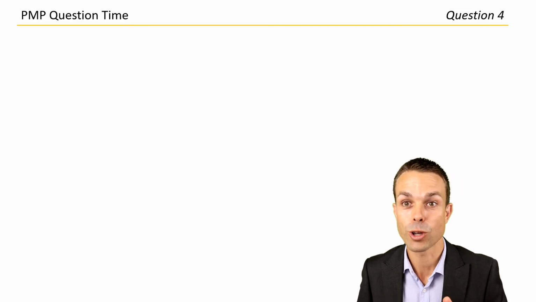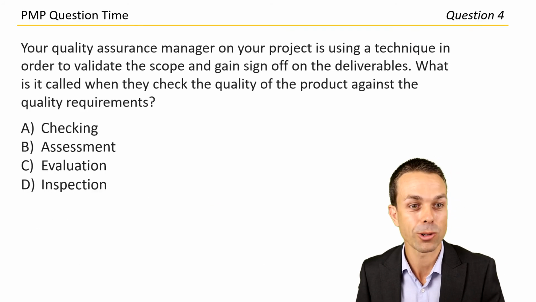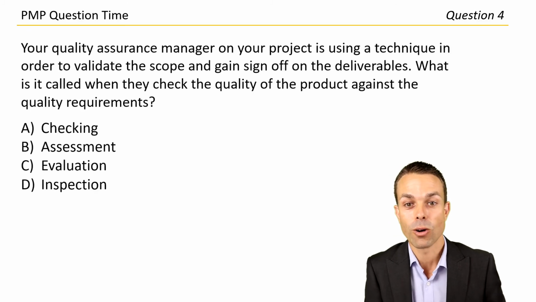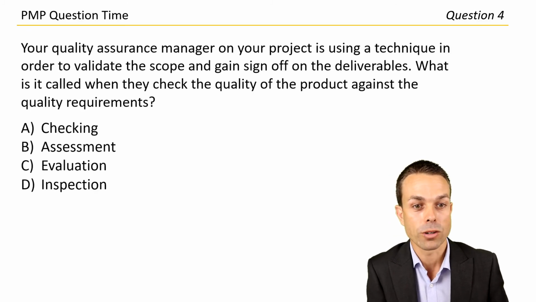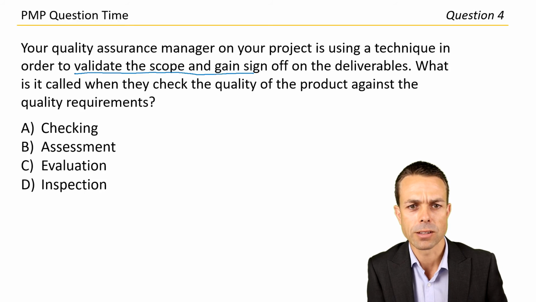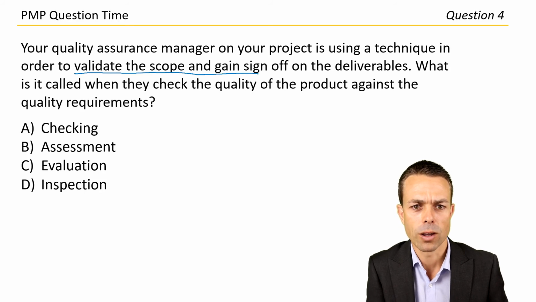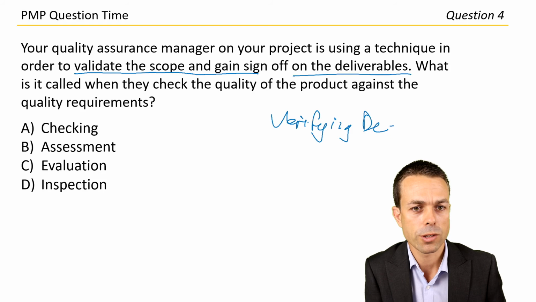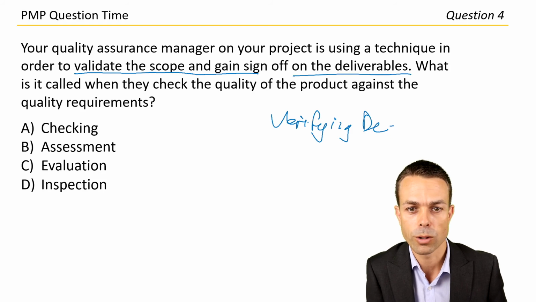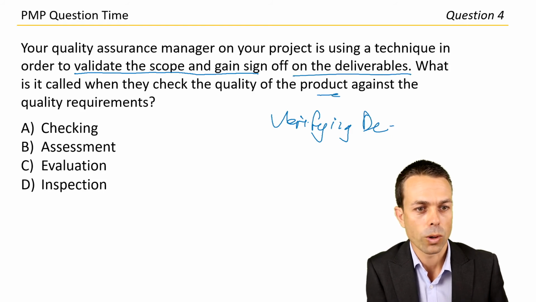Question 4, 2 to go. How are you going? I hope you're going well. Let's look at it. Your quality assurance manager on your project is using a technique in order to validate the scope and gain sign-off. This sounds like we're verifying or validating the deliverables. So sign off on the deliverables, that's great. What is it called when they check the quality of the product against the quality requirements?